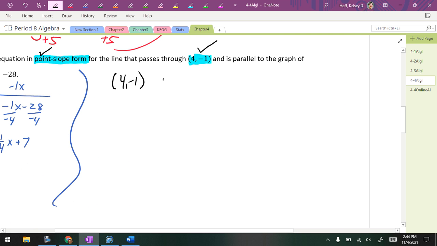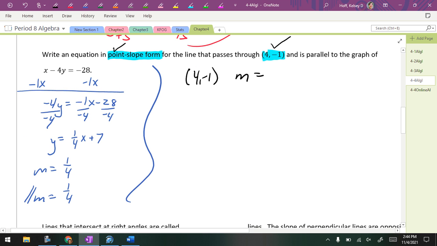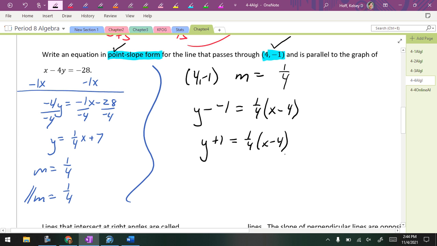4, negative 1, and what's the slope we're going to use? 1/4. I have a point and a slope. Point slope. We plug it in. Y minus negative 1 equals 1/4 parenthesis x minus 4, which really becomes y plus 1 equals 1/4 times x minus 4. Can I quit? Yeah, point slope. Done.